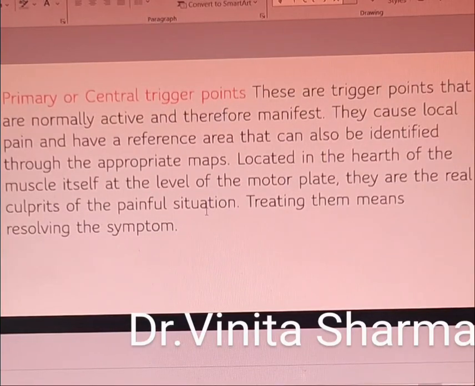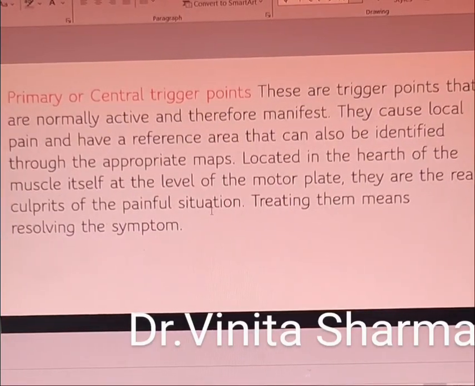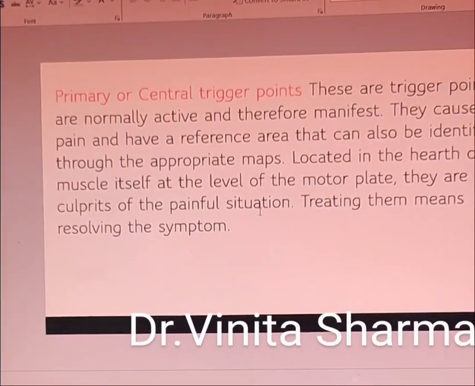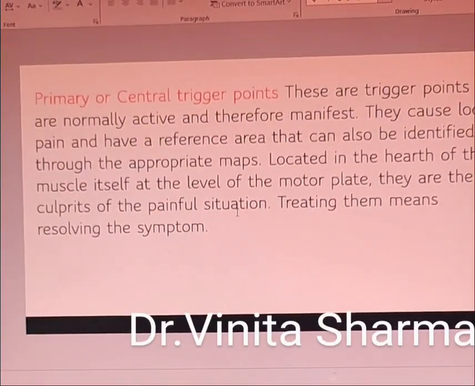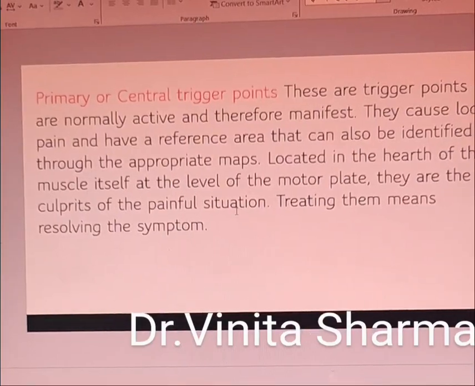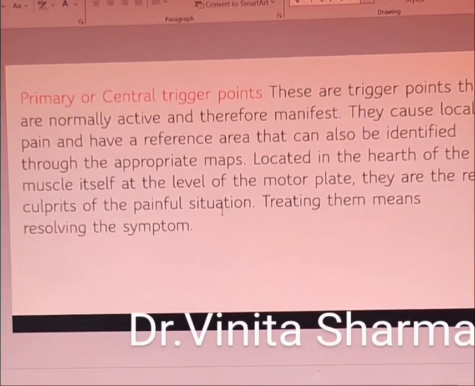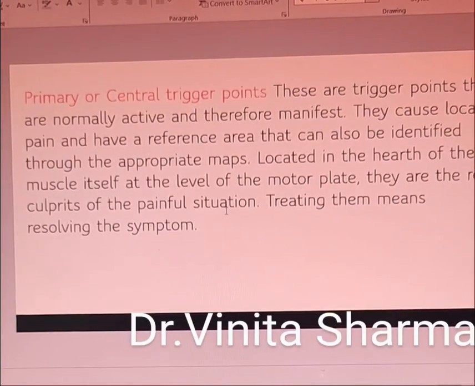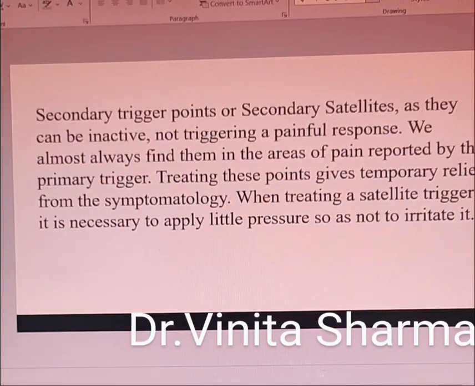When we simplify, we are stretching, giving stretch to the muscle, or we are treating that muscle only. So we are not treating that pain, because we have to treat the primary or central trigger points. So we have to go to the end plate or motor plate, and we have to do the treatment. So that is the primary or central trigger points.